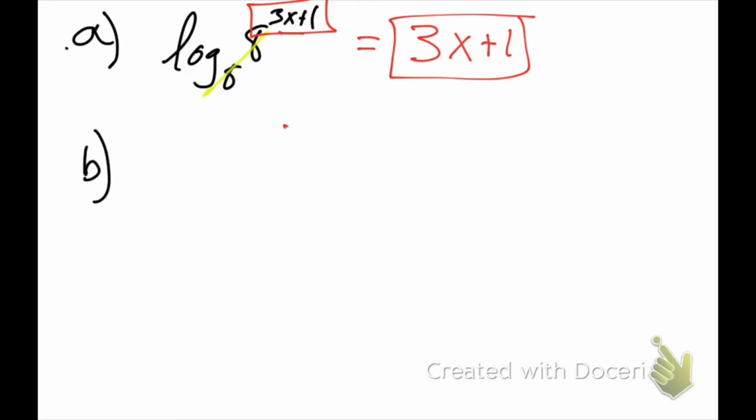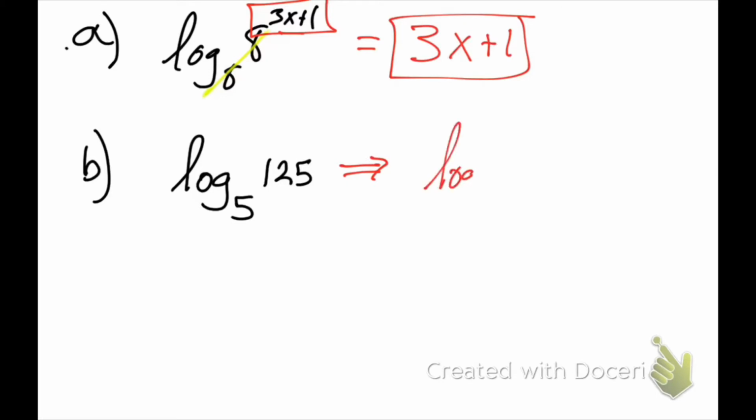Example B, let's say I took log base 5 of 125. I see that I don't have an exponent here, but can I rewrite this? I'm going to actually change this. I write this as log base 5 of 5 cubed, because 5 to the power of 3 is 125. Now notice the repeating 5's here, which means they cancel each other out, and I'm left with 3. So this logarithm will be equal to 3.